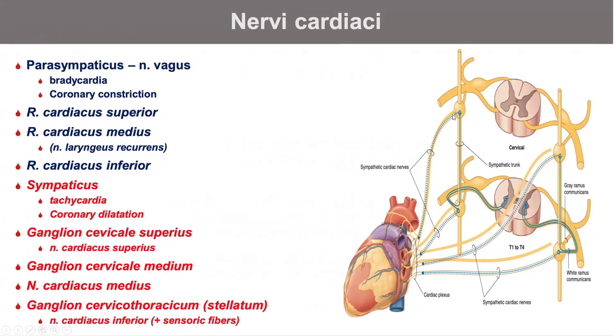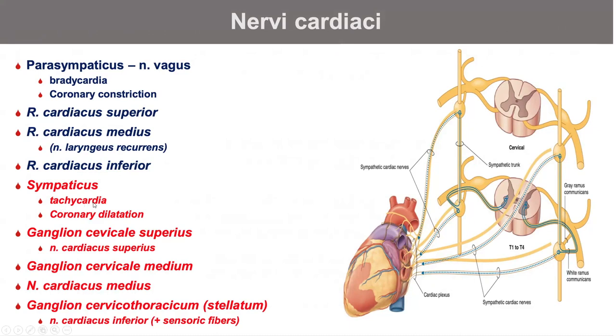And then after the synapsing, all of them with the postganglionic fiber, they are sending a fiber which are called sympathetic cardiac nerves. Be careful: whenever we say cardiac nerves, it automatically means sympathetic. And here near the organ, which is the heart, they are mixing with the parasympathetic fiber, and together they make the cardiac plexus.